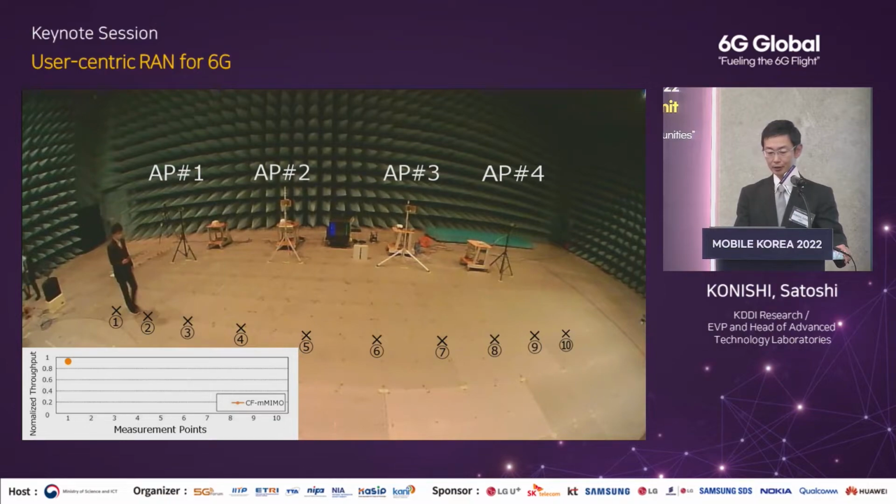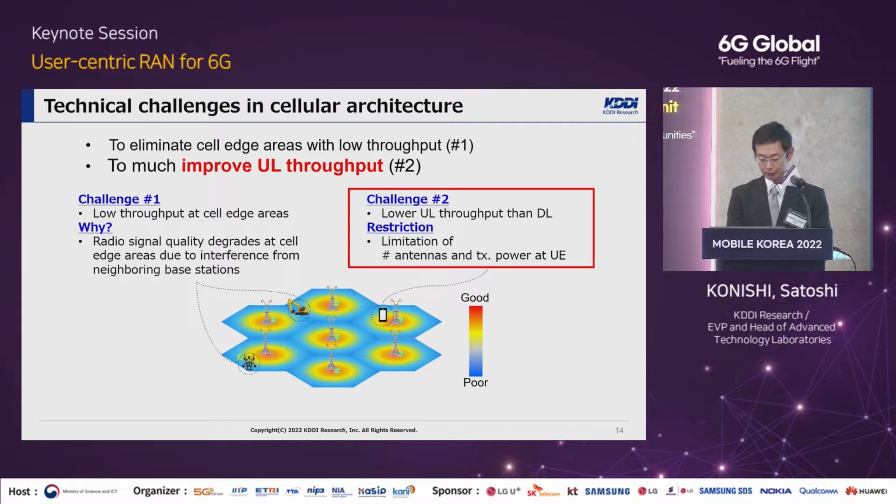So let me show you a video which shows the demonstrations. That person, a man, is walking from the left-hand side to the right-hand side. There are 4 antenna ports, and in the cell-free massive MIMO, all 4 ports collaborate with each other to make a beam toward this person. Let me show you. Oh, sorry.